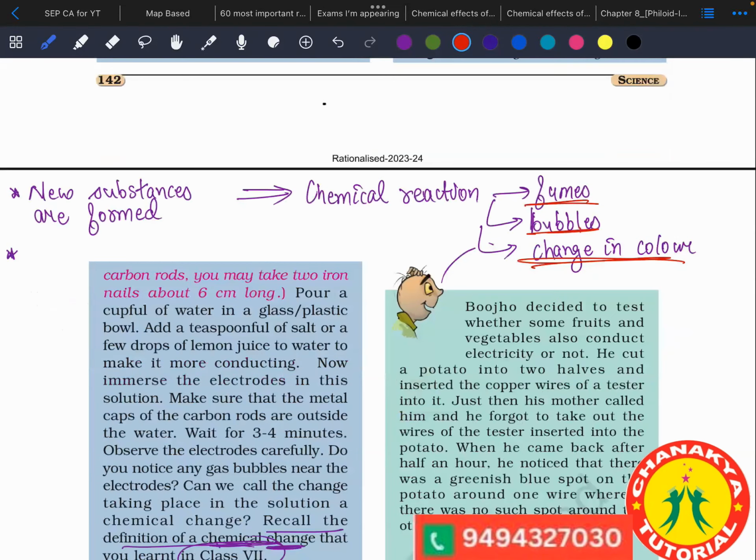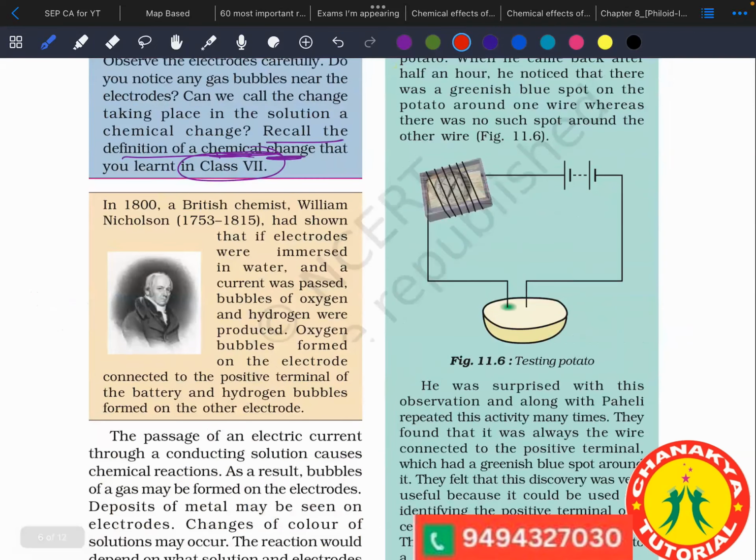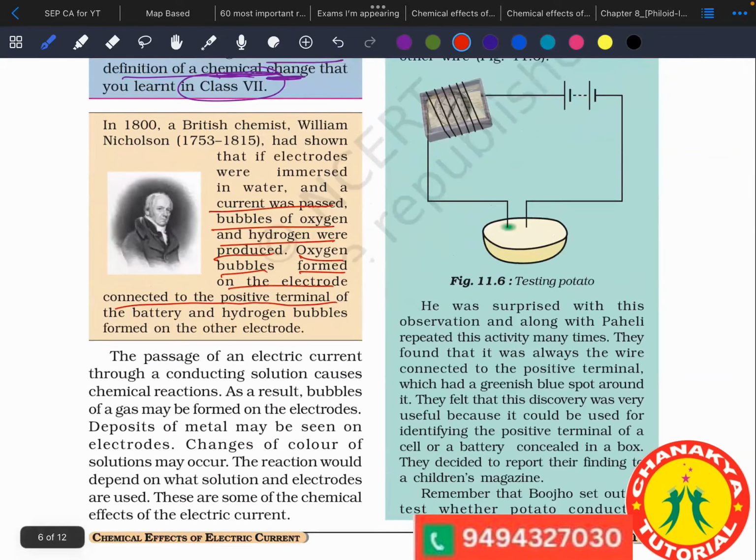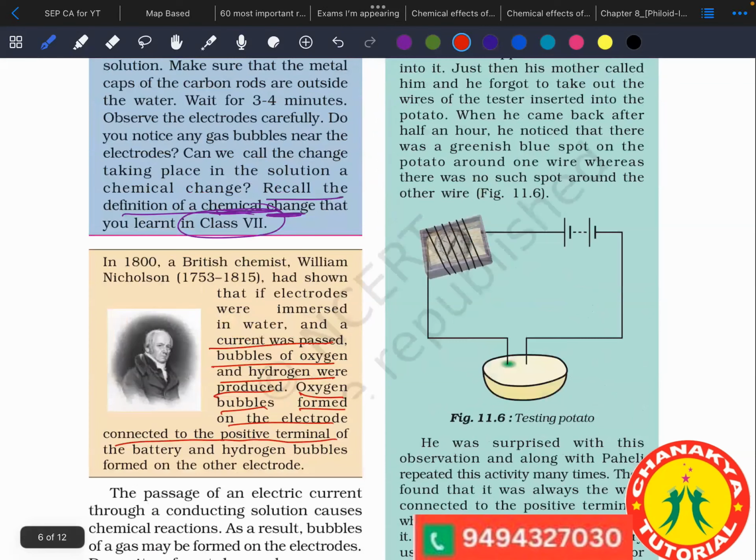Fine. So in 1800, a British chemist, William Nicholson, had shown that if electrodes were immersed in water and a current was passed, bubbles of oxygen and hydrogen were produced. Oxygen bubbles formed on the electrode connected to the positive terminal of the battery, and hydrogen bubbles formed on the other electrode.